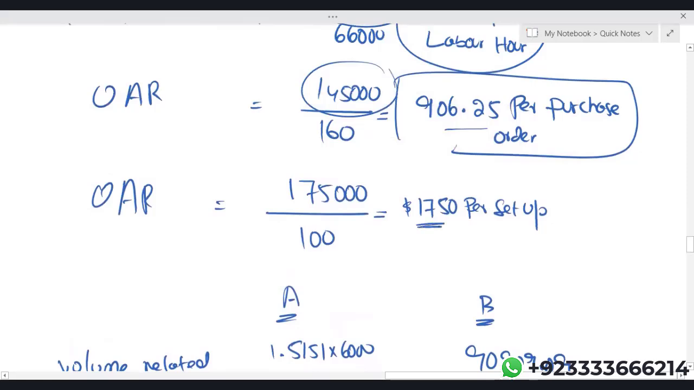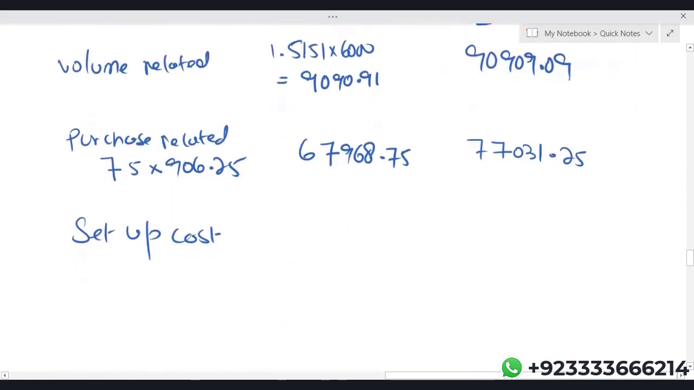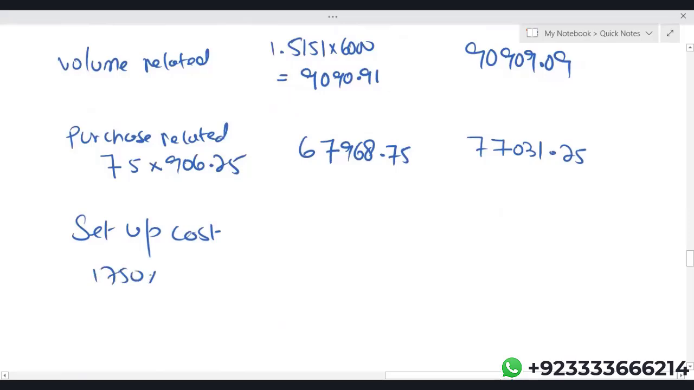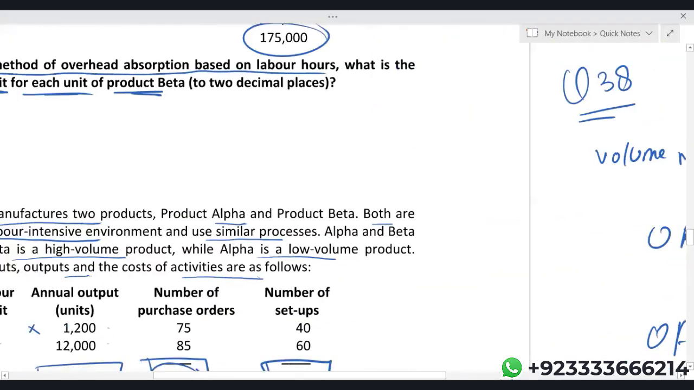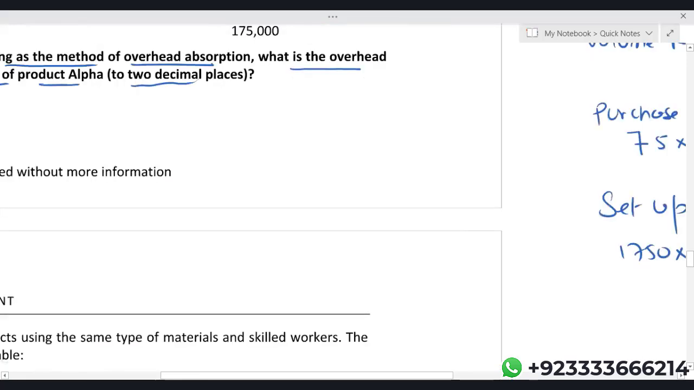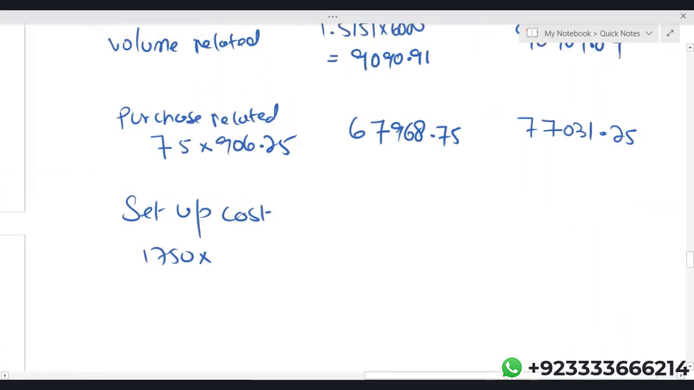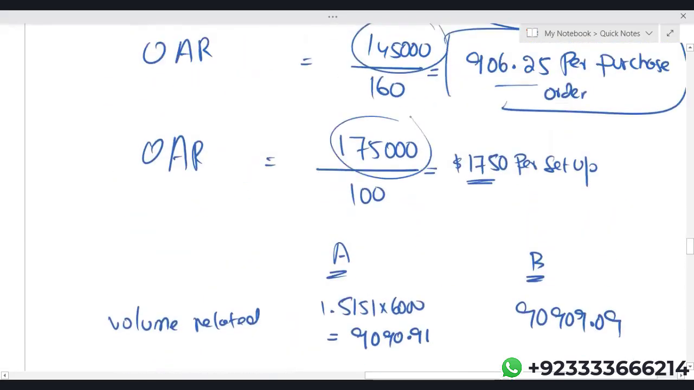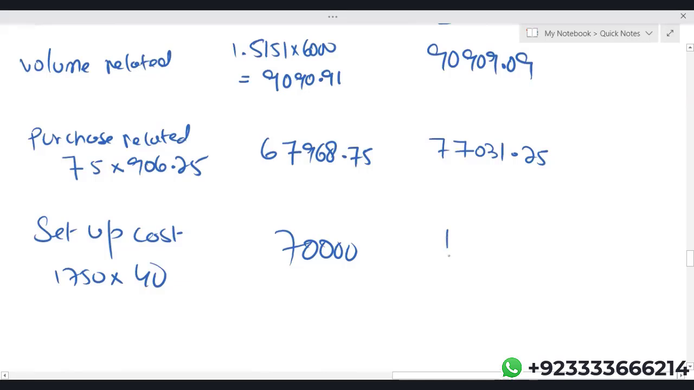Per setup, it is 1750. I just need to know how many setups are in product A. 1750 into the number of setups of A, which are 40. So simply 1750 multiplied by 40, I'm getting 70,000. And total overhead cost which belongs to setup is 1,75,000. From 175, if you deduct 70,000, you will get 105. Here comes the total overhead which belongs to alpha and beta.